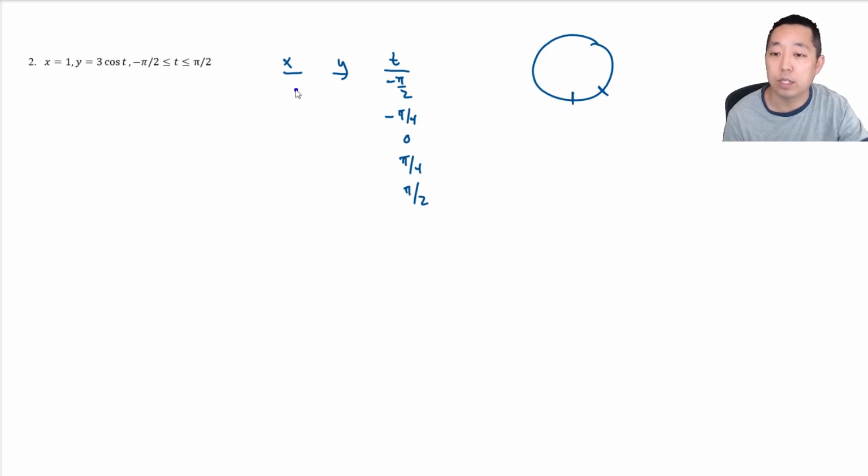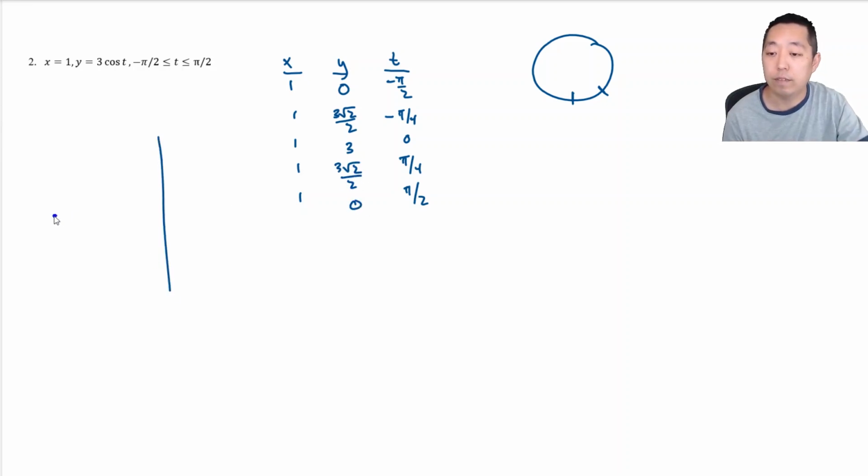So x is always going to be 1. Look at this. X is always the same value. And y is going to be based on the cosine. So 3 times the cosine of -pi/2, that's 0. 3 cosine of -pi/4. Cosine of -pi/4 is √2/2. So that's 3√2/2. Cosine of 0 is 1, so this is going to be 3. And then this is going to be also 3√2/2. And then 0. So my graph is going to start at 1, 0. We'll make that 1, 0 here.